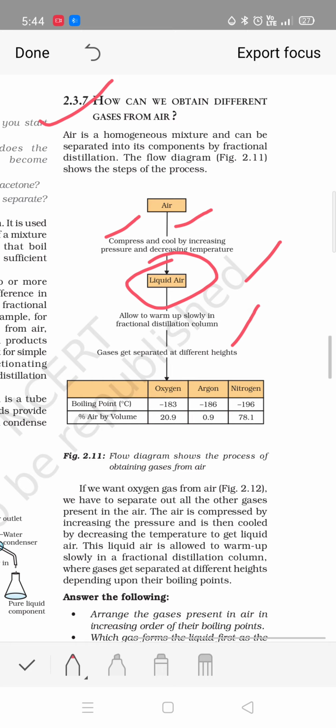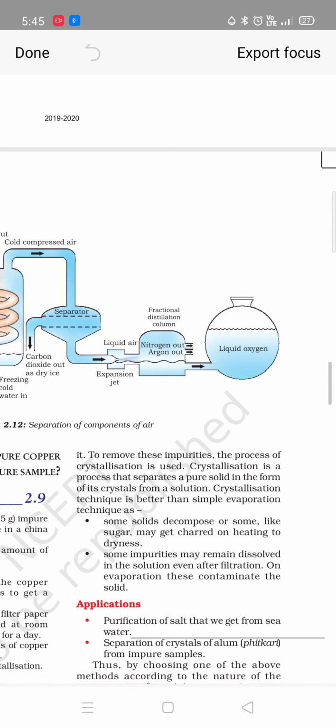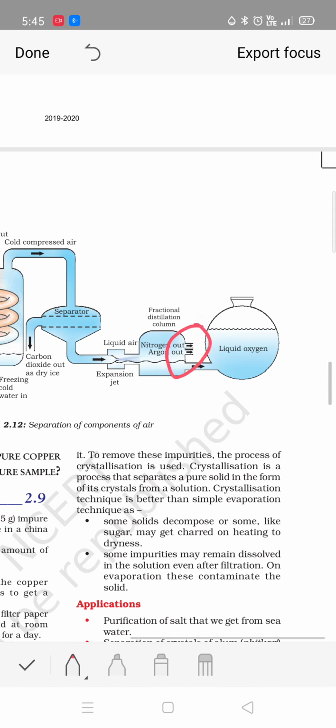Then you have to allow it to warm up slowly in the fractional distillation column. Then all the different gases get separated at different heights. As you can see in the picture, at different levels, different gases will get separated out.